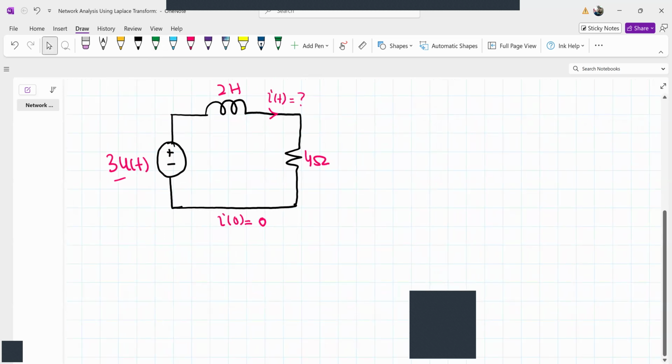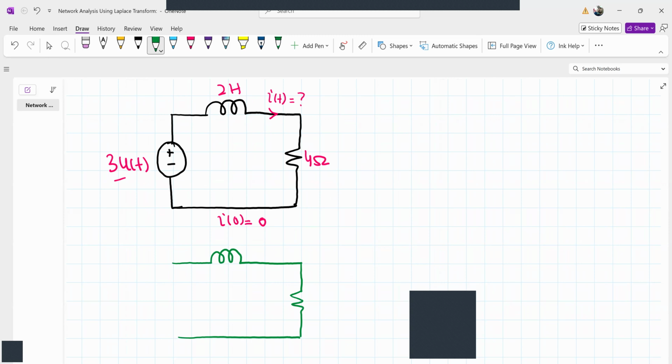So the equivalent of this will be, we'll replace it by an inductor, like this. What is the Laplace transform of 3 u of t? It will be 3 by s. Similarly, what's the Laplace transform of 2 H? It will be simply 2s. And what is the Laplace transform of 4 ohm? It is 4. Now we'll write the current as I of s. So this is the equivalent circuit in the Laplace transform domain.